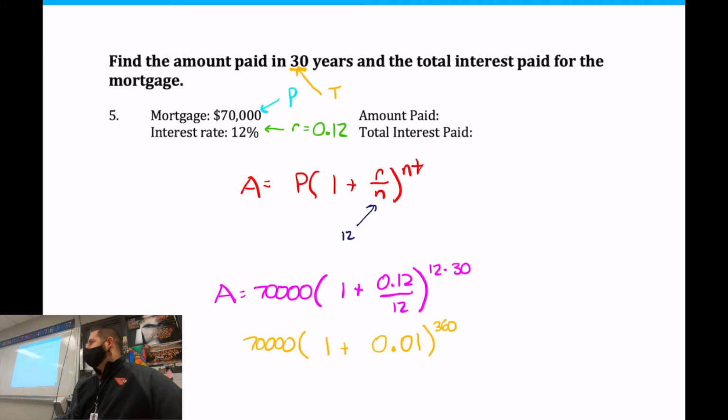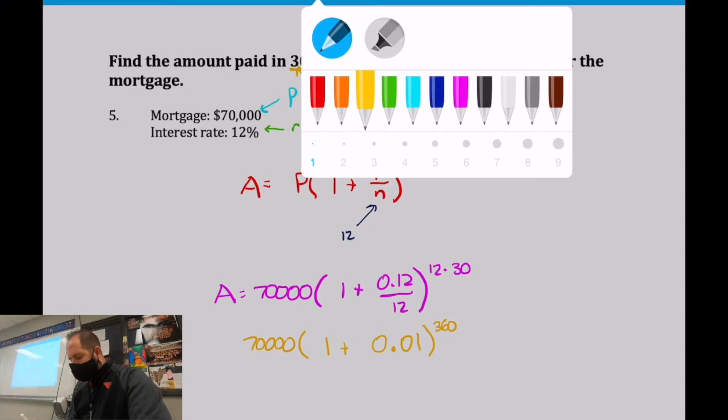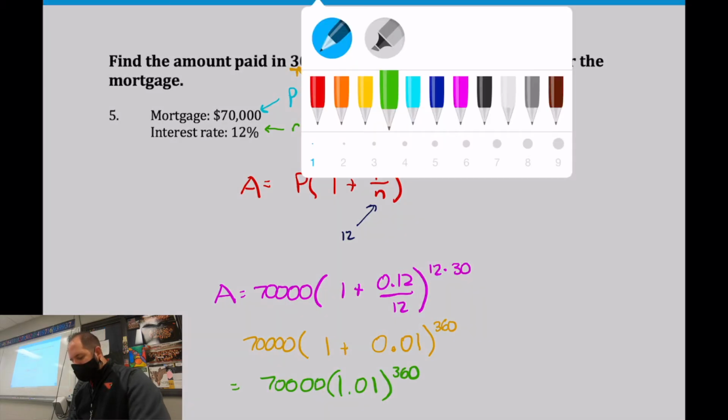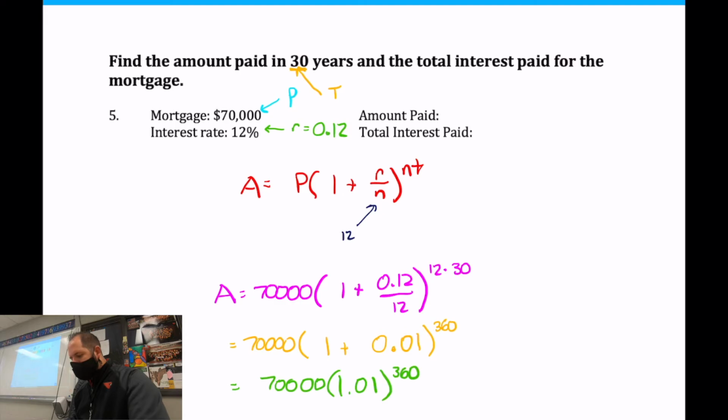Okay, is everyone good so far? How we're getting these? All right, now what we're going to need to do is add the 1 to that 0.01. So that's going to give me 1.01, and I'm going to put it to the 360th power. Now, I'm going to show you how to type it in my calculator right now.